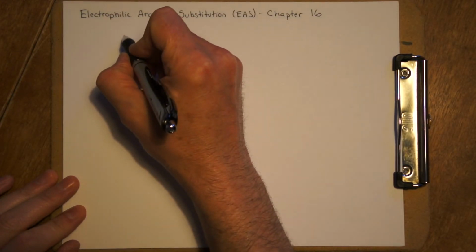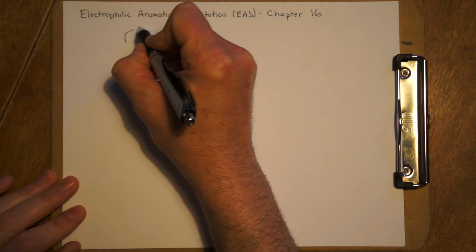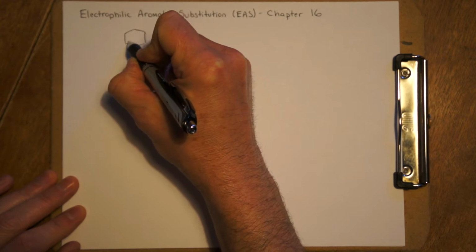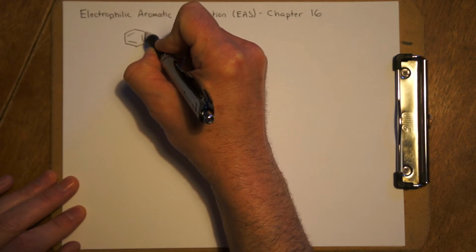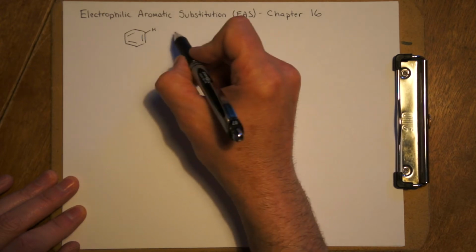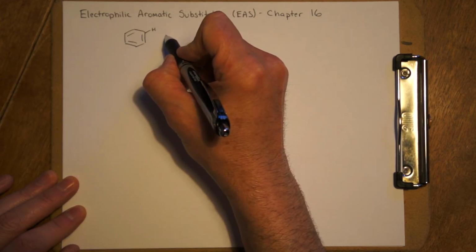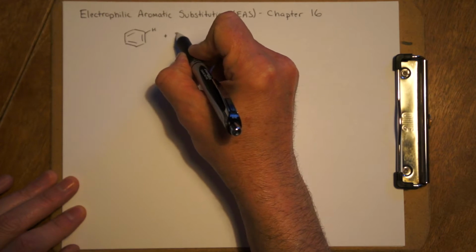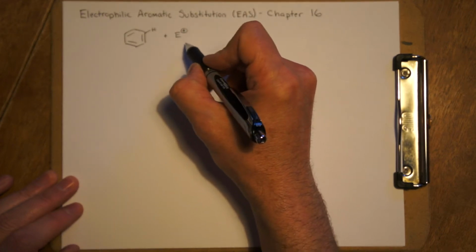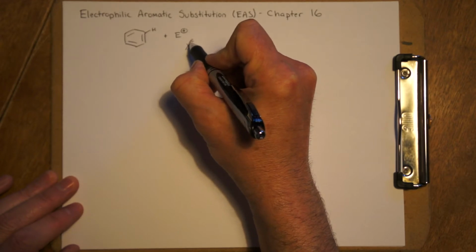But what we're going to be doing is taking benzene. Later on in this chapter, we'll be looking at substituted benzenes, but we'll be taking benzene and treating it with some electrophile, and I'm going to represent this electrophile as E plus. And then the counter ion to that E plus is just going to be X minus, right?